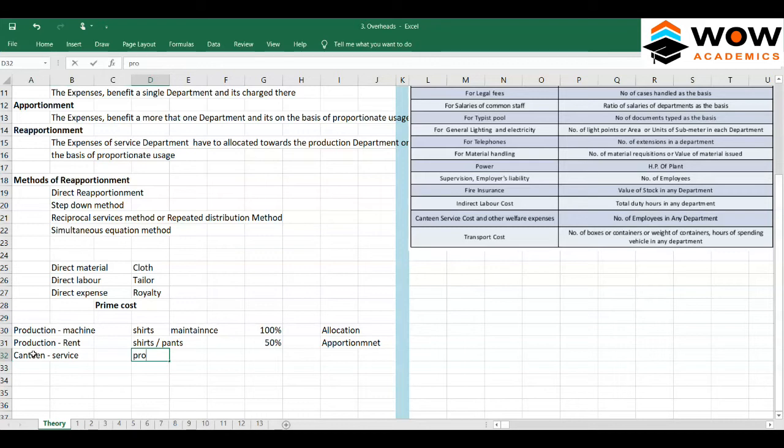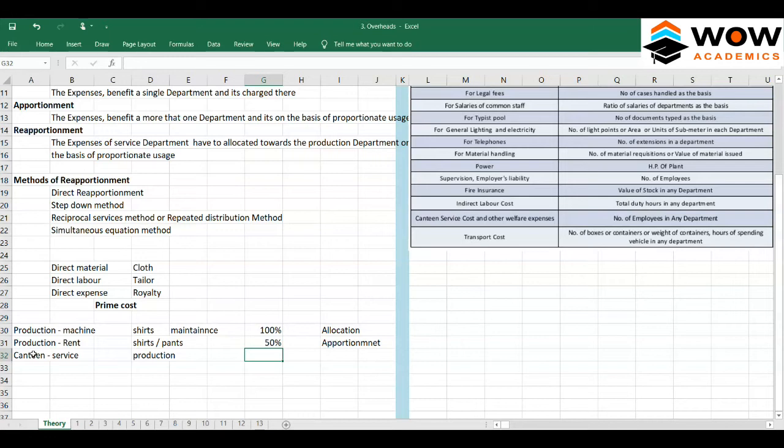For example, the production department might have some employees who go to the canteen and have their food. So the canteen is a service department, and they provide food for the production department staff. As the production department staff go and eat there, they are incurring some cost from the canteen department. So however many employees go and eat there, that should be proportionally charged to the production department.